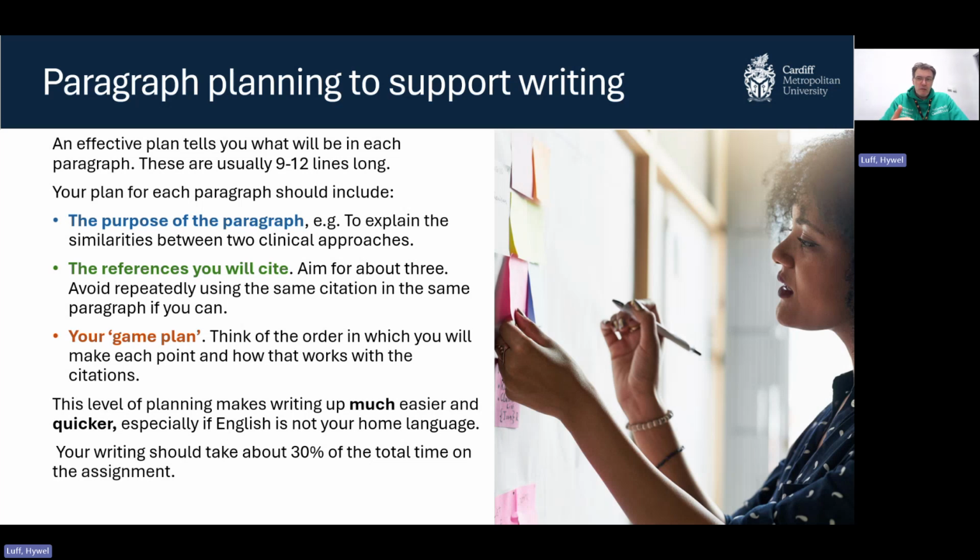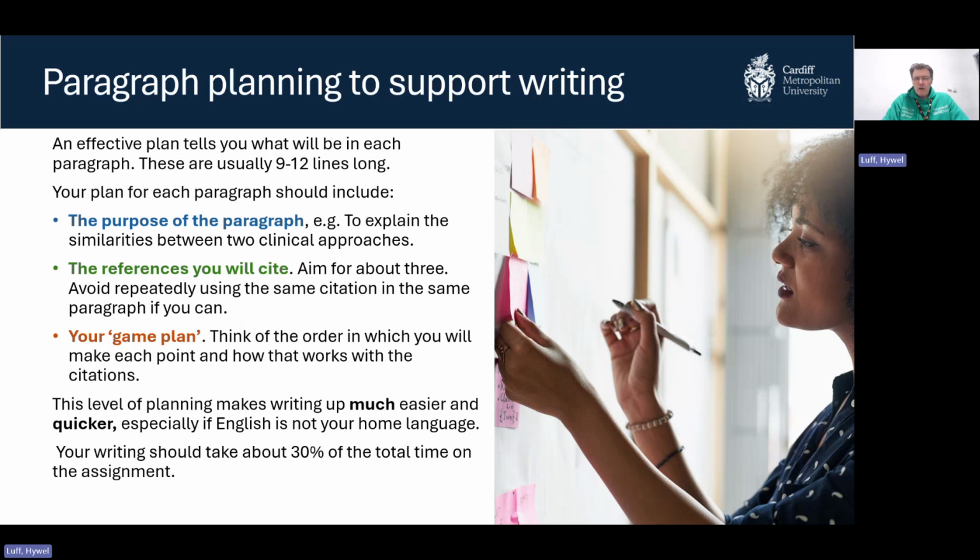And when we're planning, if you imagine that you come to write that paragraph, you don't just start a new paragraph because the old one looks a bit long, right? It's got a purpose. What is the purpose of the paragraph? Which references are you going to use inside that paragraph? You decide that ahead of time.